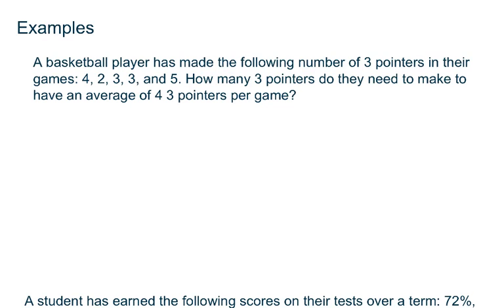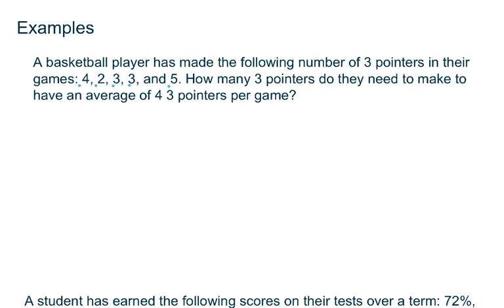All right, so the first one. A basketball player has made the following number of three-pointers in their games: 4, 2, 3, 3, and 5. How many three-pointers do they need to make to have an average of 4 three-pointers per game?